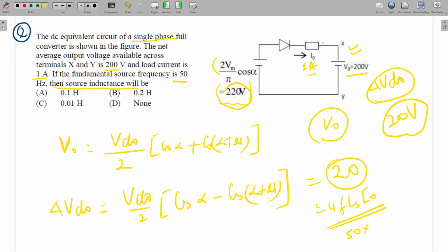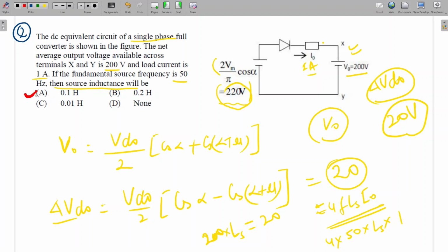The drop, delta Vd, we are getting is 20 volt. This 20 should be equal to 4 f Ls I naught. So 4 into 50 into Ls into I naught, which is 1. So 200 into Ls, this should be equal to 20. So Ls is 0.1 Henry. Yes, this is the correct option.